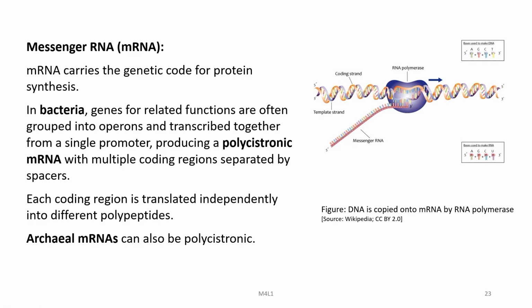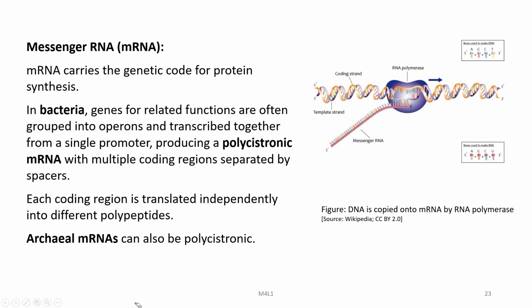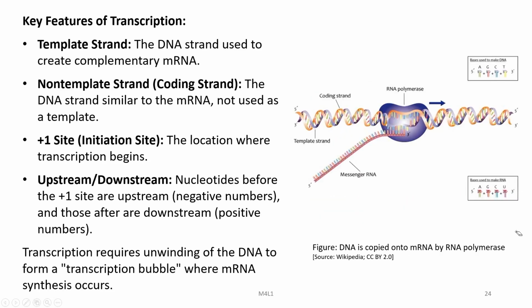In bacteria, genes for related functions are often grouped into operons and transcribed together from a single promoter, producing a polycistronic mRNA with multiple coding regions separated by spaces. Each coding region is translated independently into different polypeptides. Archaeal mRNAs can also be polycistronic. So, you can see here a coding strand, and this is the RNA polymerase which is producing the messenger RNA, thereby DNA is copied into mRNA by RNA polymerase.